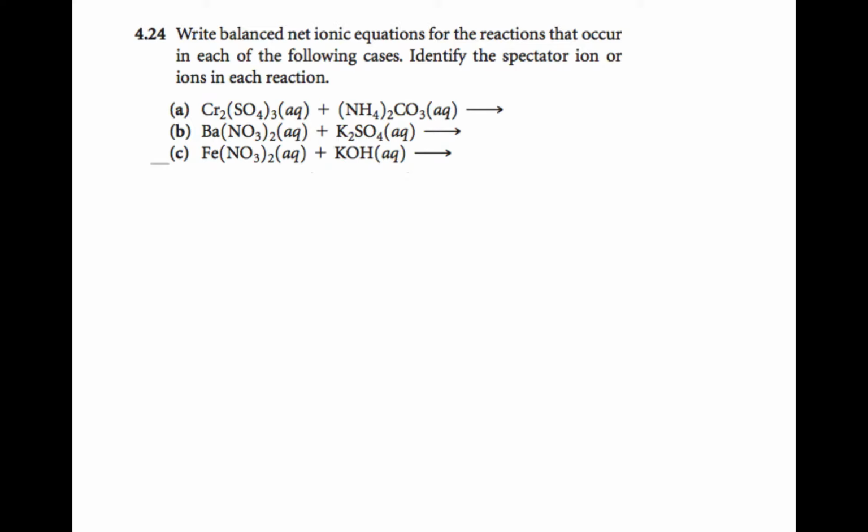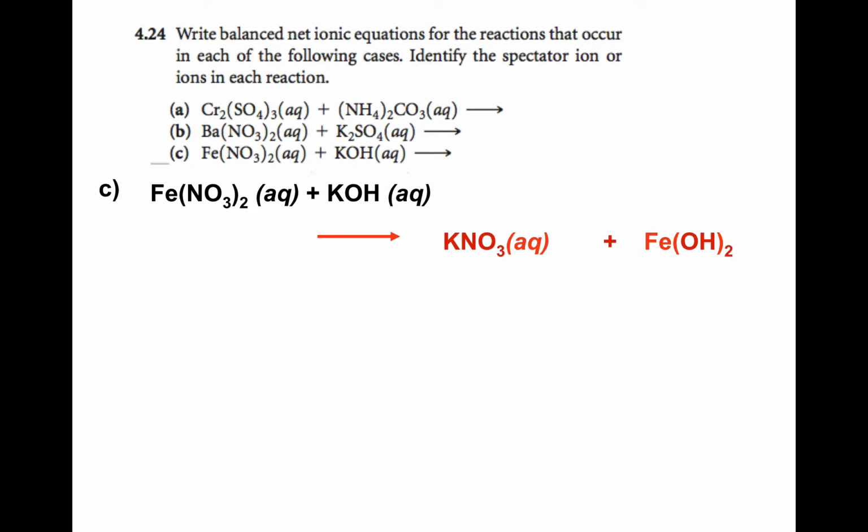All right, problem C. Will iron 2 nitrate precipitate with potassium hydroxide? If you look at your solubility rules, most hydroxides are insoluble. Iron 2 hydroxide is no exception. So we balance, and we recognize that it's the iron 2 hydroxide that's going to drop out.